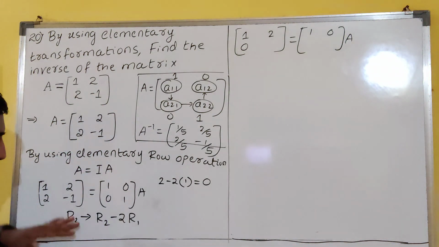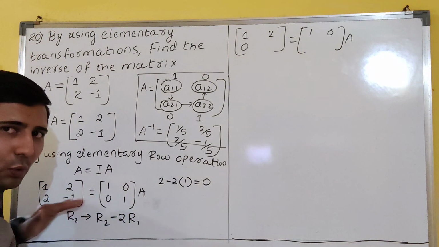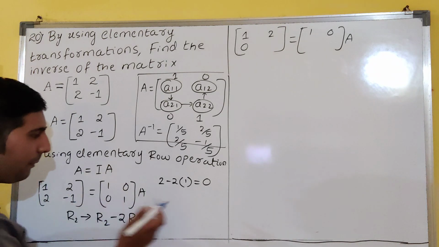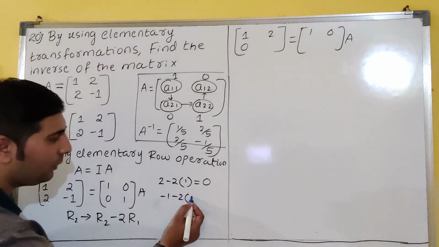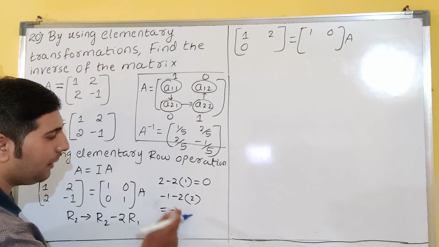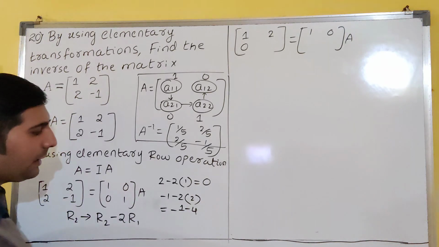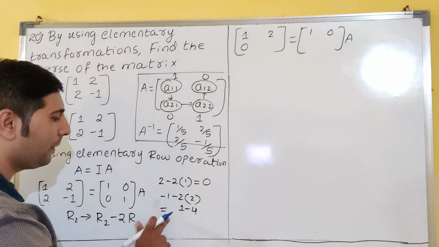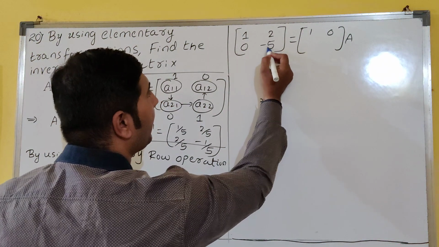Next, this operation is applied for each element of row 2. So R2 is how much? Minus 1. Minus 2 into R1 is how much? 2. So minus 1, minus 2 into 2 is how much? Minus 1, minus 4 you will get. Minus 1, minus 4 is how much? So minus 5. So you got minus 5 here.